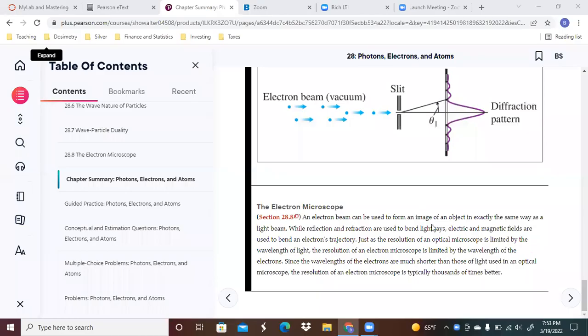This is going to be the lecture of the last section here in 28. So it'll be section 28.8. We're going to be looking at the electron microscope.